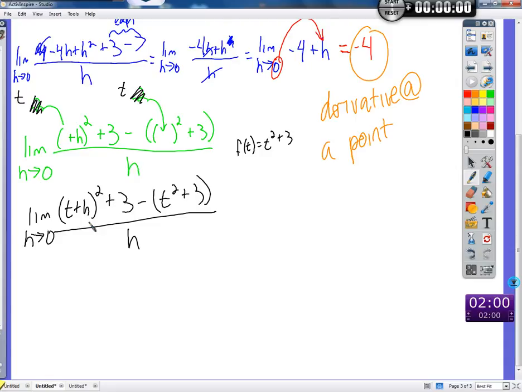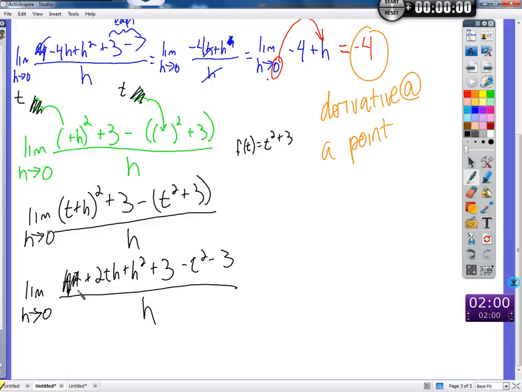Okay. So now we just need to do all the stuff that we did for negative 2, or 1, or 5, or whatever, and do it to t. Let t go through all those changes, because the same thing is going to happen. Every time you do this derivative, the same thing's going to happen, so we might as well just do it to the variable and let it go through all those changes. So this will be t squared plus 2th plus h squared, that's this part, plus 3, that's that right there, minus, I'm just going to distribute this negative, negative t squared minus 3, all over h.